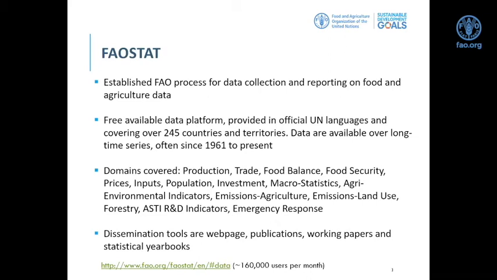The data dissemination is also in general accompanied by an analytical brief for the domain, in which global, regional, and country highlights are made. The FAOSTAT domain itself is a freely available data platform. It's provided in official UN languages and covers over 245 countries and territories, with some differences in coverage among the different domains. Data are available over long time series, often since 1961, for example for the land use domain.